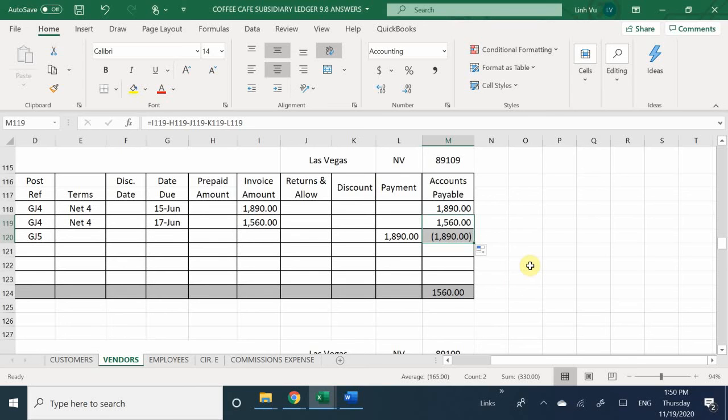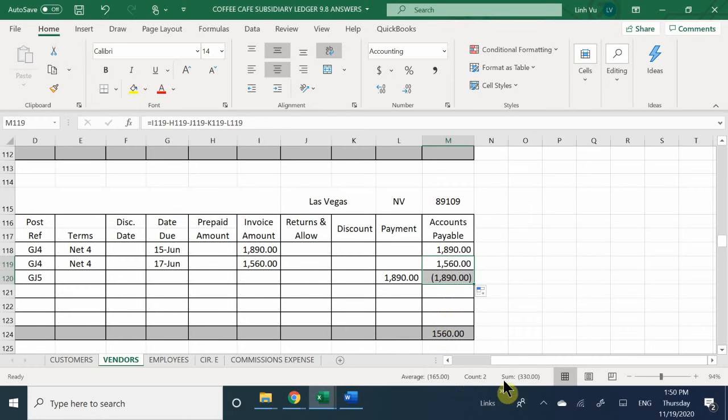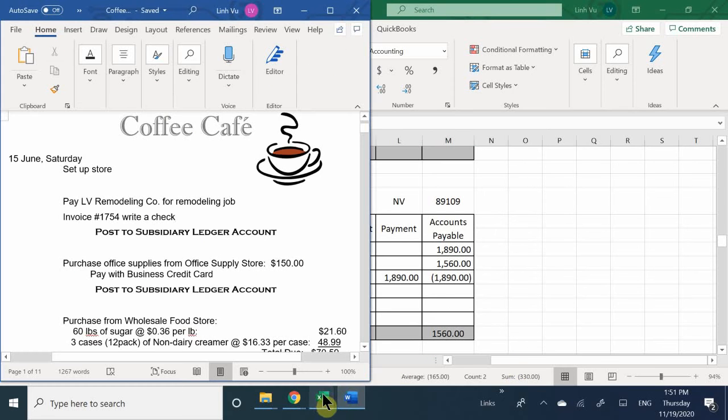1,560. Exactly. So that's how I want you to utilize the subsidiary ledger: when you make a payment, it's supposed to say negative, because then ultimately when you total up the amount that you owe for the vendor in general, it shows that you only owe for one more invoice. Okay. Good. There we go. All right, got it. And then that is it for that one.